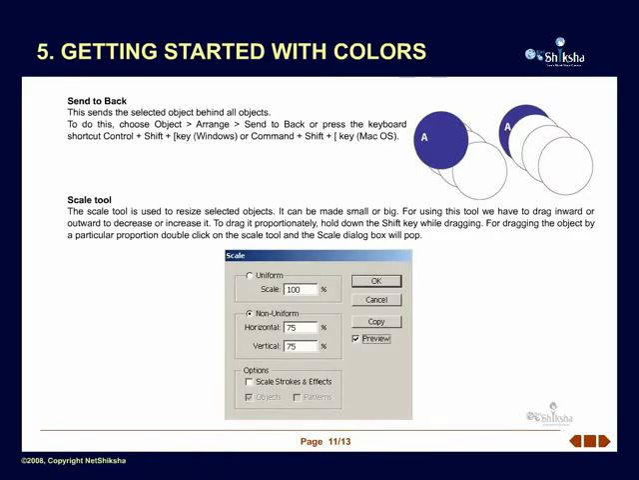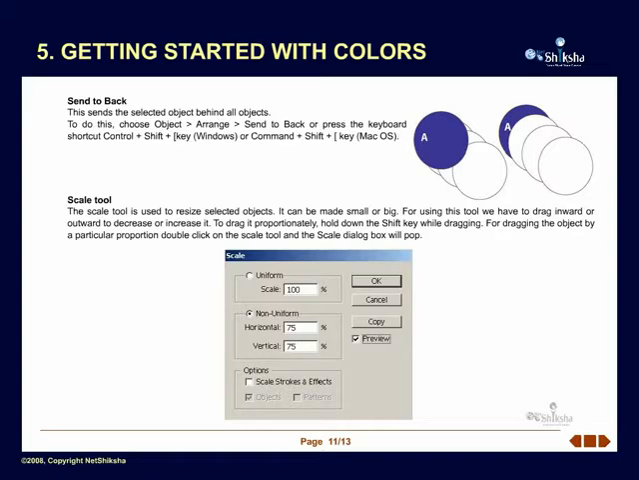Send to Back. This sends the selected object behind all objects. To do this, choose Object and then choose Arrange and then select Send to Back, or press the keyboard shortcut Ctrl plus Shift plus left bracket on Windows, or Command plus Shift plus left bracket on Mac OS.